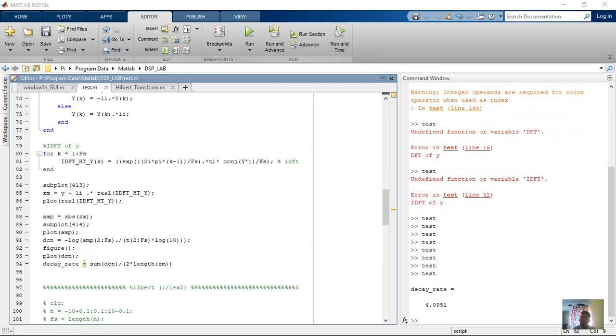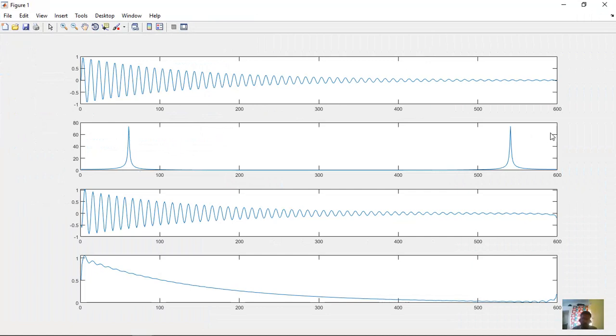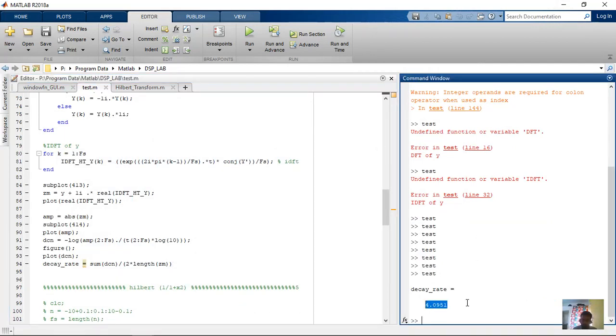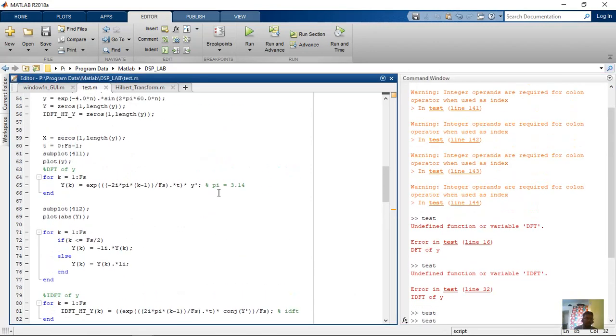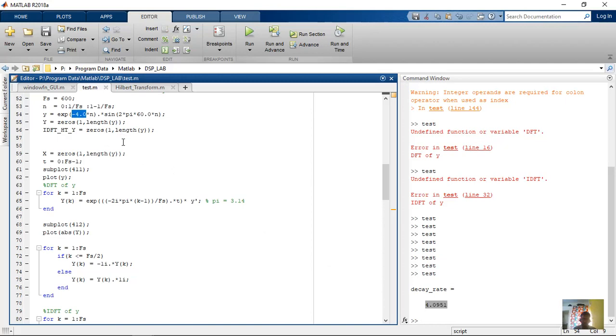So we are getting the plot. This is our input signal, and these are the frequencies present, because of this sinusoidal signal. And we are finding the Hilbert transform of the signal. Then we are finding the amplitude of this signal, which we can actually see here. It is something like e power minus at, and with this we are going to find the decay rate. As I have already run the program, this decay rate is printed over here. It is 4.09, and the decay rate we gave is 4. So basically we are able to derive the decay rate of the signal.